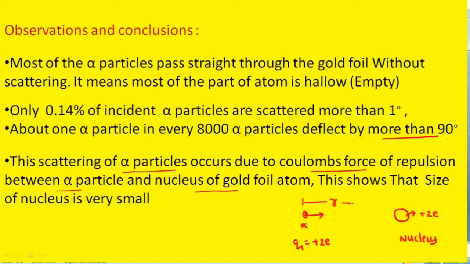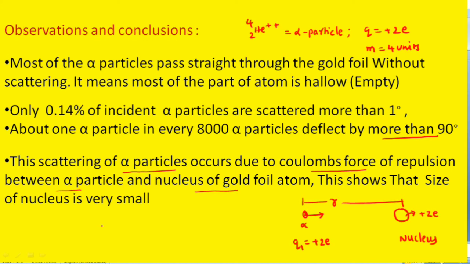Alpha particle means what? Doubly ionized helium atom. That means from the helium atom, two electrons are removed, then it is said to be an alpha particle. Two electrons removed means its charge becomes plus 2e. That means the alpha particle has positive charge, and its mass we can take as 4 units, that is equal to the mass number.